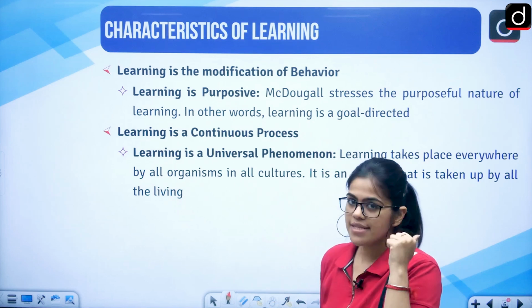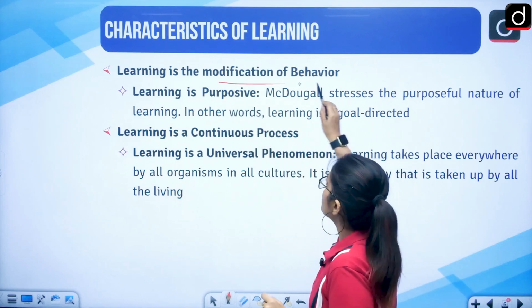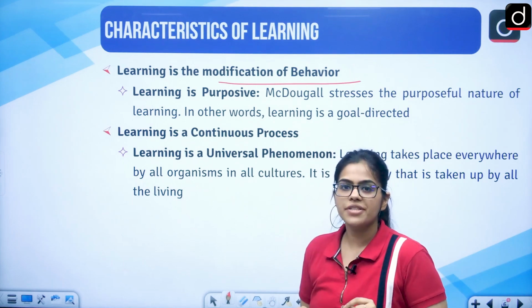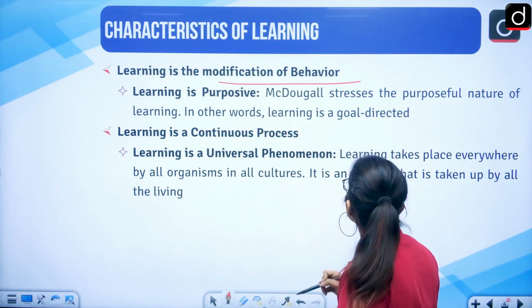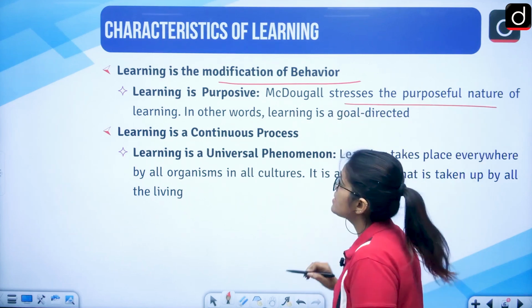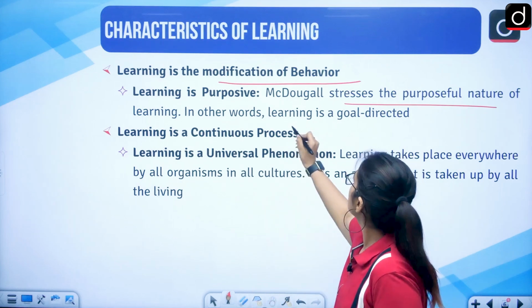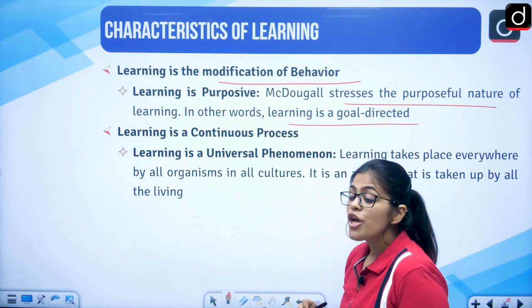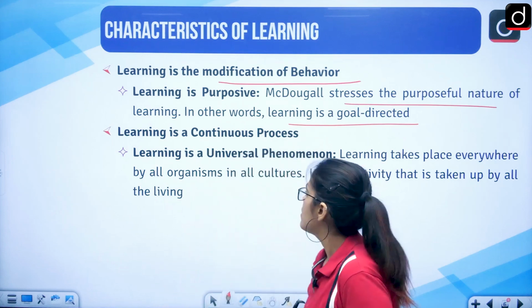What are the characteristics of learning? Learning is the modification of the behavior and it is a very purposeful activity. When done with a purpose, it will give good results. So the purpose and the nature of learning is that you should gain something. In other words, learning is a very goal-oriented activity. You have some objectives already set and for that you are learning.